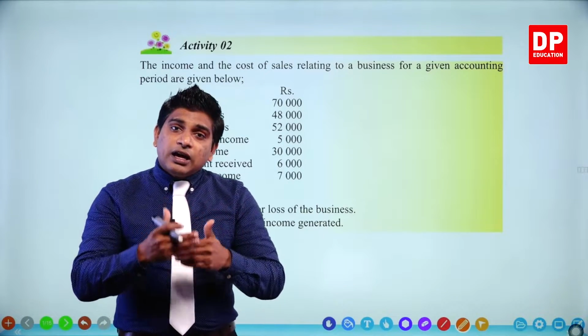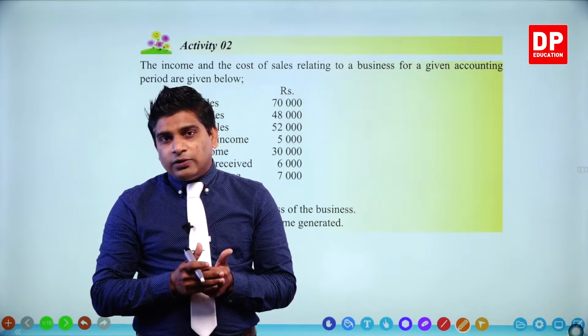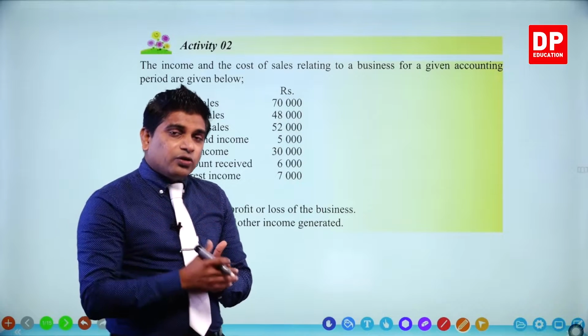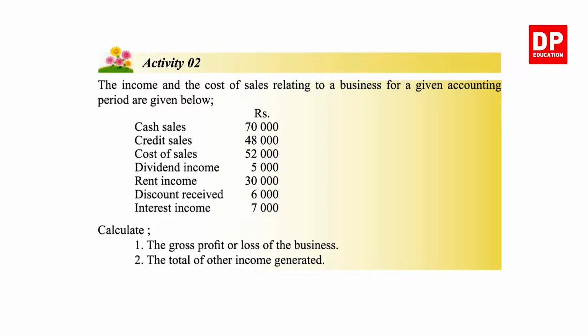Today, I will continue how to calculate net profit, right? First, we go to the first activity. The income and the cost of sales relating to a business for a given accounting period are given below. Cash sales 70,000, credit sales 48,000.